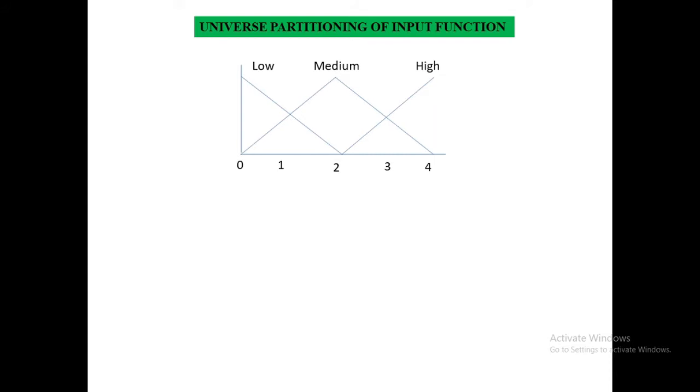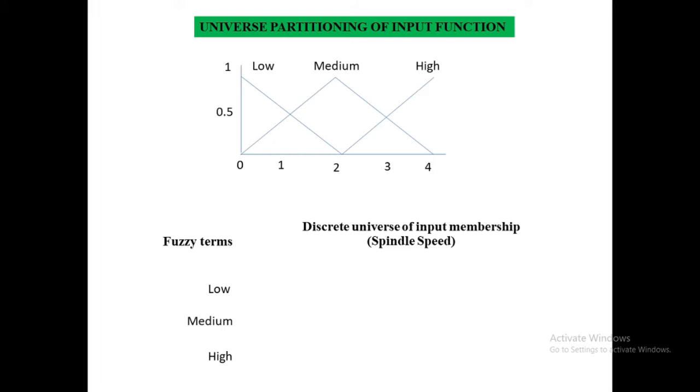After that, on the y-axis, I consider 0 to 1, so I divide that into 0, 0.5, and after that 1. Likewise, first you arrange and assign the membership function values. After that, the fuzzy terms. Here I utilize the fuzzy terms low, medium, high. After that, the discrete universe of input membership functions.